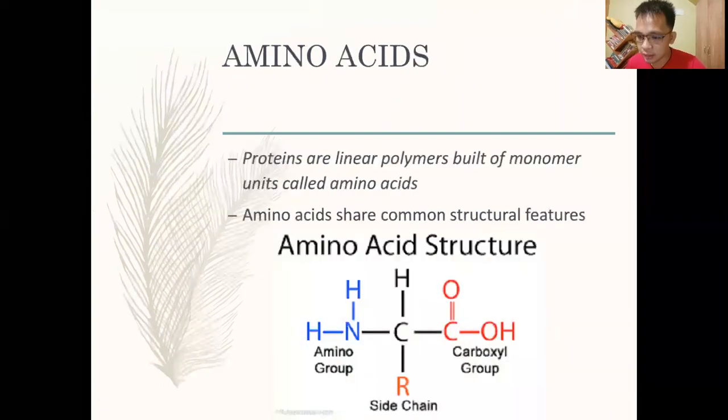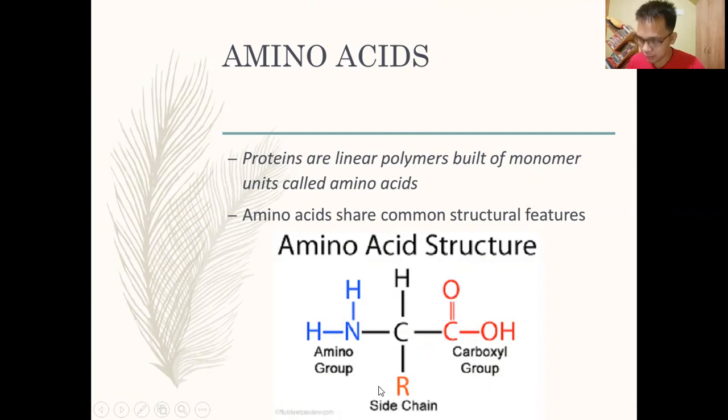So let's begin. Okay, what are amino acids, guys? Amino acids are what make up our proteins. And we are familiar that proteins are made up of amino acids. It has structural features just like this. It has an amino group and a carboxyl group, and a side chain, which gives us the 20 types of amino acids.